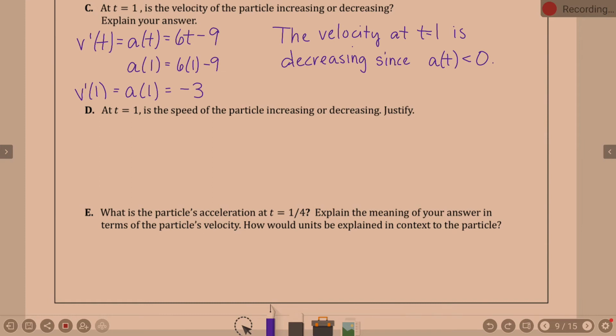Do you remember how to tell if speed is increasing or decreasing? Or let me phrase it a different way. Is it speeding up or slowing down? I don't remember exactly where it is, but I know we talked about it. There was a chart we filled in even.